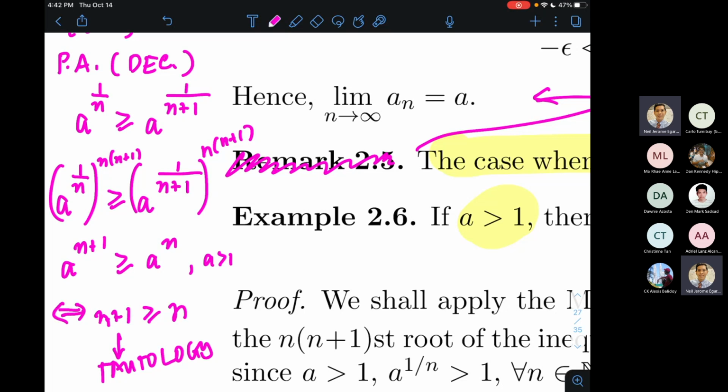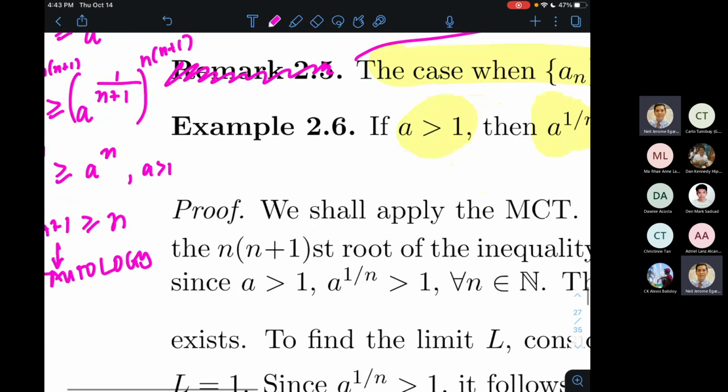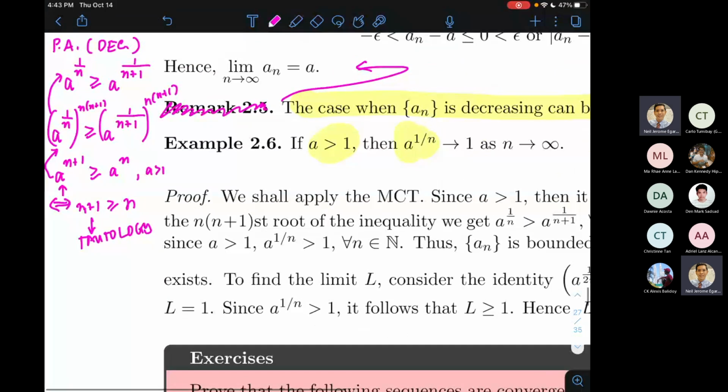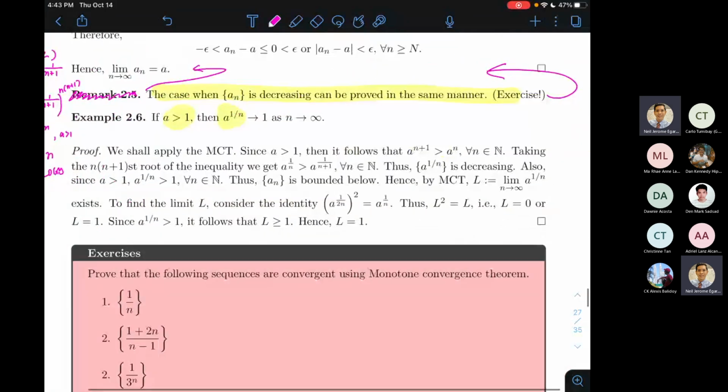But from that, what we have in the PA are biconditional statements. So I can go from here and say that this will be true. And then I'll go from here until here, and I'll say that is true until I get here. And that will be sufficient proof that the sequence a to the 1 over n is decreasing. And that's what you will see here in the proof or the answer to the example. Yun yung sinasabi ng phrases na to.